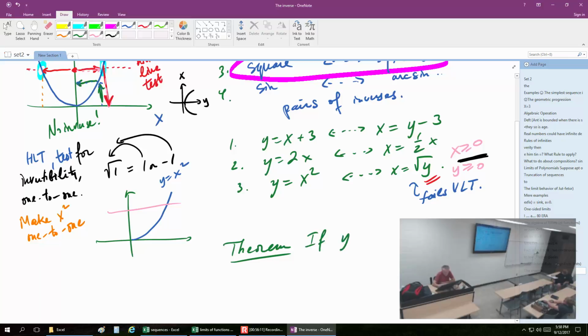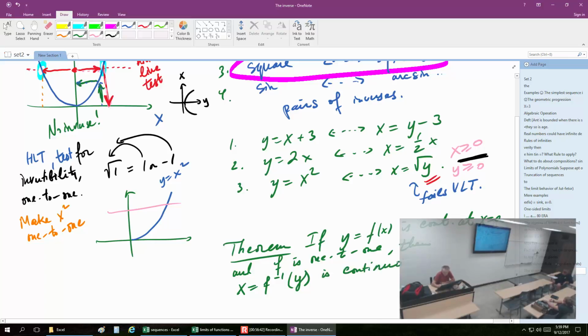So if y equal f of x is continuous at x equal a, and naturally we require that f is one-to-one, then x equal f inverse, that is, remember this notation, f inverse with a -1, is continuous. And the trick is to tell exactly what that point is. Can you tell at what point the inverse function is continuous?